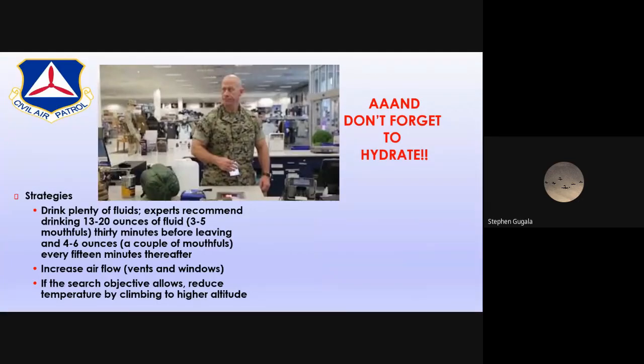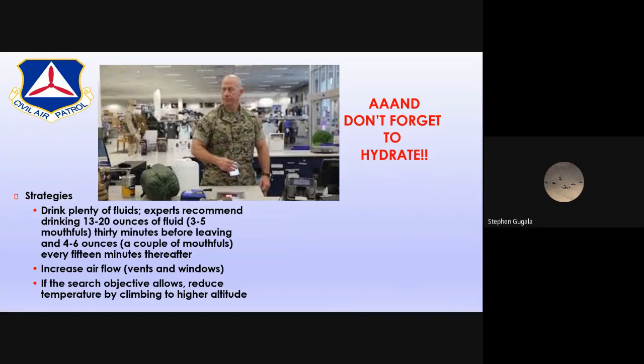Strategies to combat dehydration. And if we think back to lesson number 1, 2, 3 weeks ago, don't forget to hydrate. Drink plenty of fluids. Experts recommend drinking 13 to 20 ounces of fluid. That's 3 to 5 mouthfuls 30 minutes before leaving. 4 to 6 ounces, a couple of mouthfuls every 15 minutes thereafter. Now, of course, depending on how long your flight is and how much fluid you really think you're putting out, you've got to get to know your body, because that could lead to another problem if you take in too much liquid, and that is the lack of lavatory facilities at 3,000 feet on a search in an area that's 2 hours away from your home airport. So this is an area where you just need to get to know your body. Bring water with you.